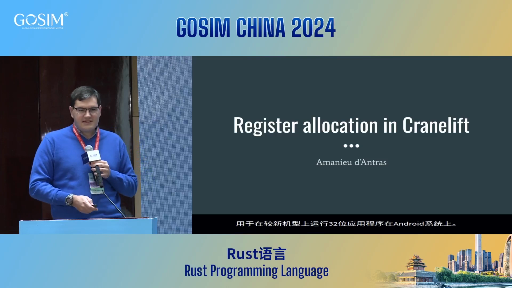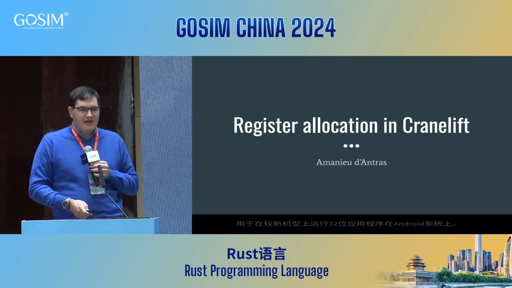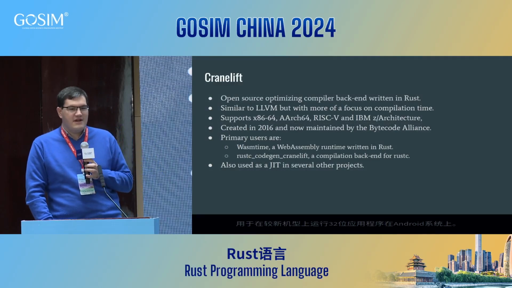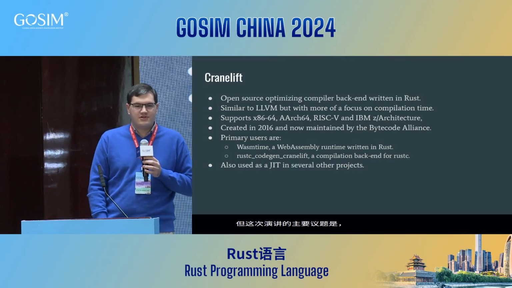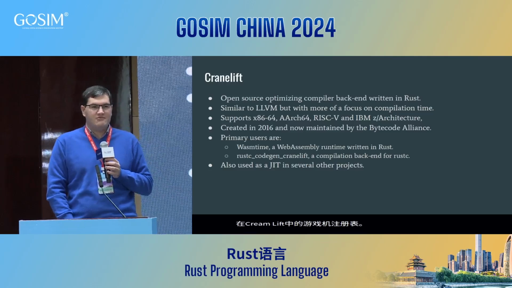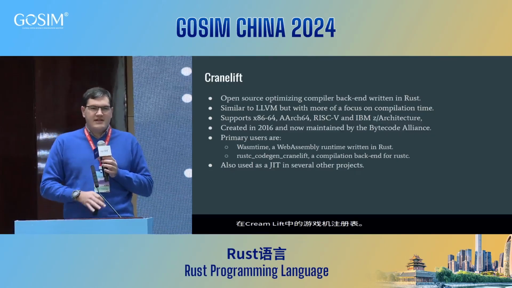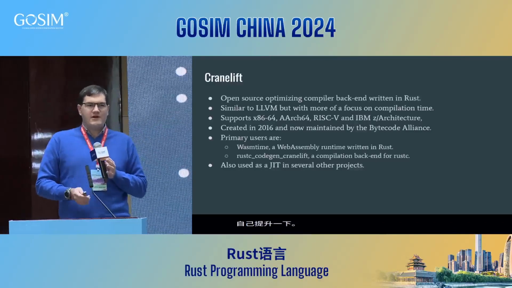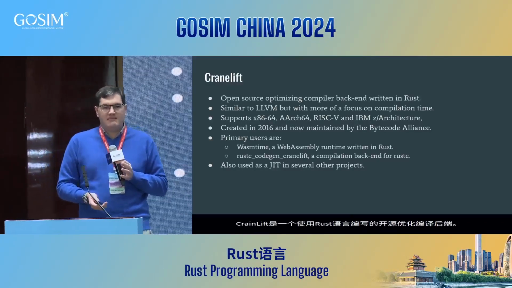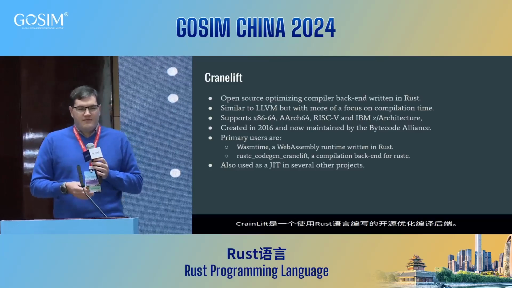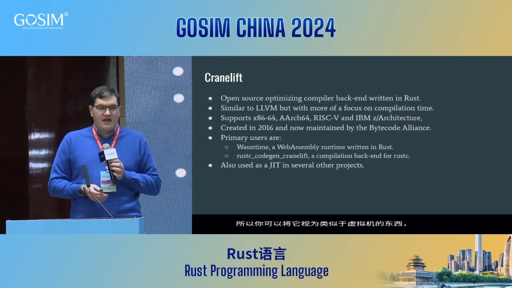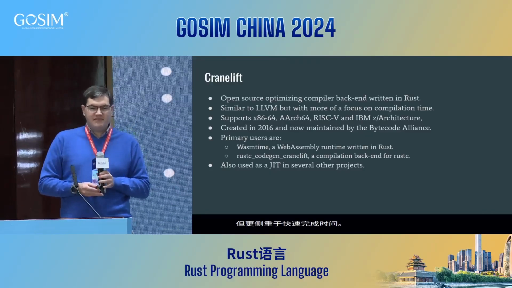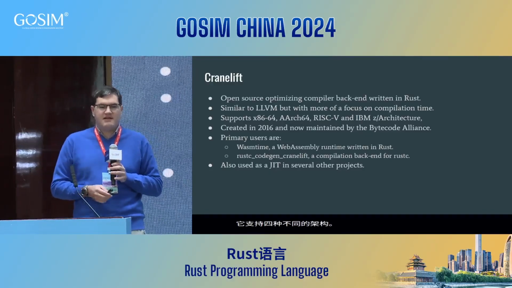So let's start by looking at Cranelift itself. Cranelift is an open source optimizing compiler backend written in Rust. So you can think of it as something similar to LLVM, but it has more focus on fast compilation time. It supports 4 different architectures, and it was created back in 2016 and is now maintained by the Bytecode Alliance.